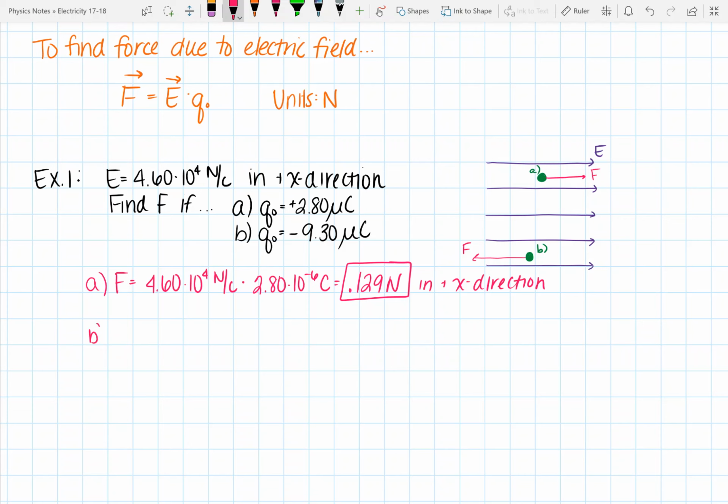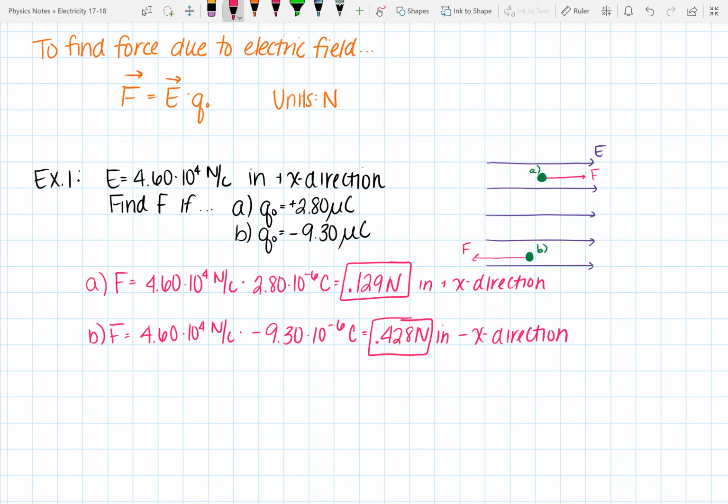For B, I just do the same thing. Again, my electric field is still 4.6 times 10 to the 4th, and my charge is negative 9.3 times 10 to the negative 6th coulombs. And that's going to give me 0.428 newtons in the minus x direction. And I would know that it's going to be in the minus x because the field is in the plus x, my charge is negative, so it's going to move against it.